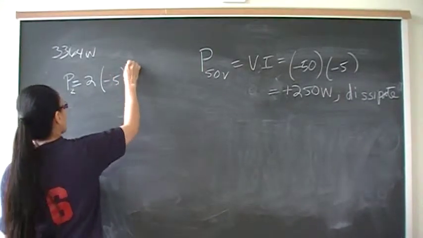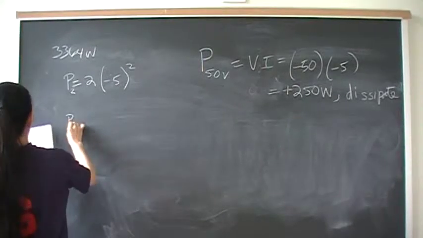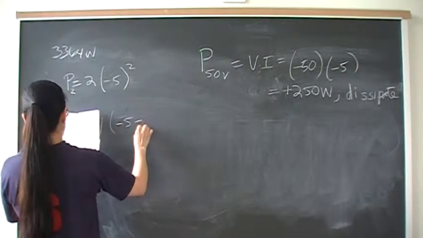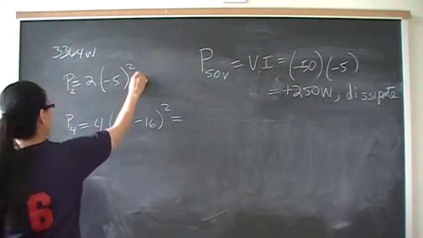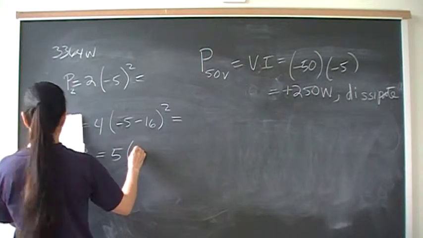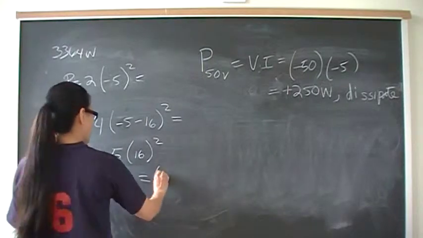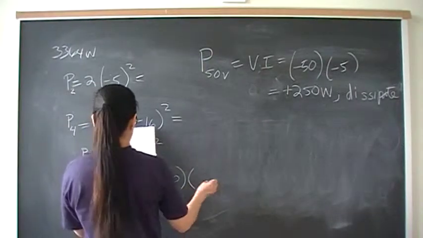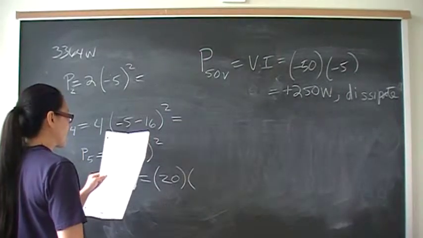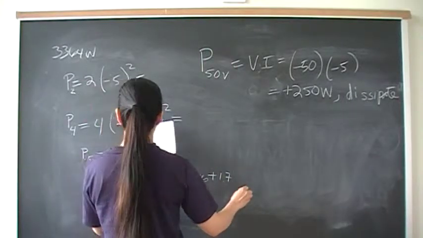So negative 5 squared. So that's that one. The power across the 4 ohm resistor, our R is 4 and our I is going to be IA, which is negative 5 minus I delta, which is 16 squared. Now the power across the 5 ohm resistor is I squared R. The R is 5, the I is I delta, and that is 16 squared. And then the last one is the power across the 20 ohm resistor, I squared R. So the R is 20, the I is going to be I delta minus negative 1.7 V delta, so it's going to be I delta plus 1.7 V delta. So I delta is 16 plus 1.7, and V delta is negative 10.